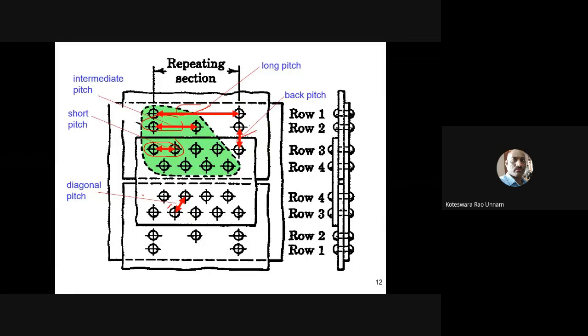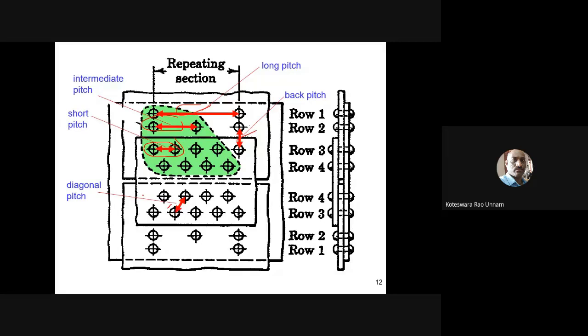of the joint, whether it is a lap joint or butt joint. Of course, before estimating the strength of the joint, we want to discuss in what way the joint is going to fail, or what are the different failure modes of a riveted joint. First, we'll discuss that. Based on those failure modes only, we are able to find out its strength.